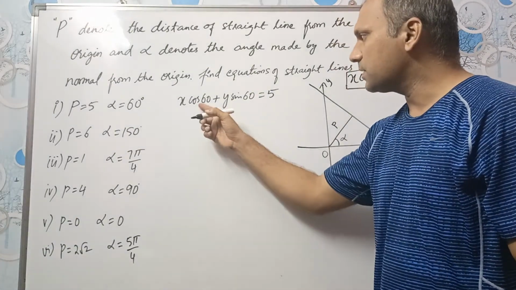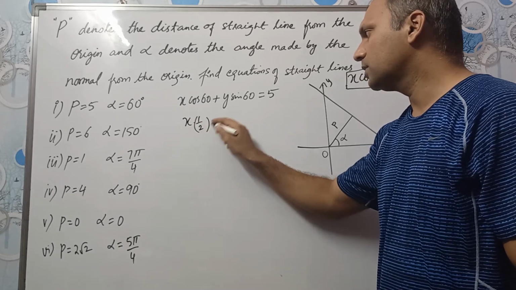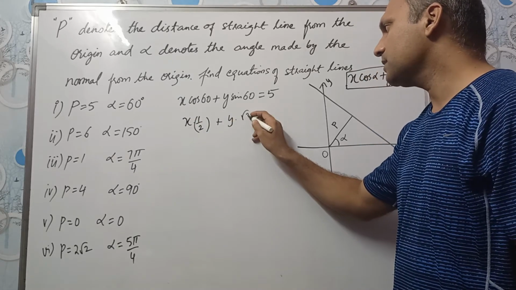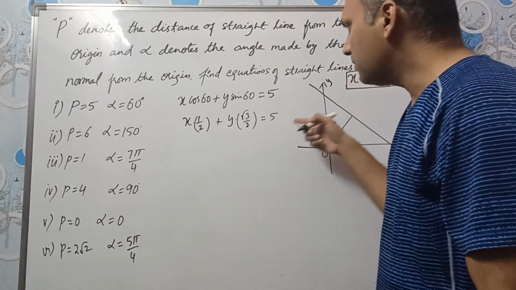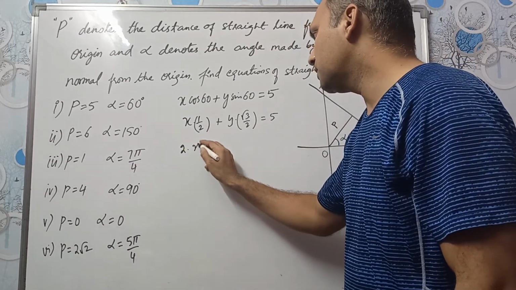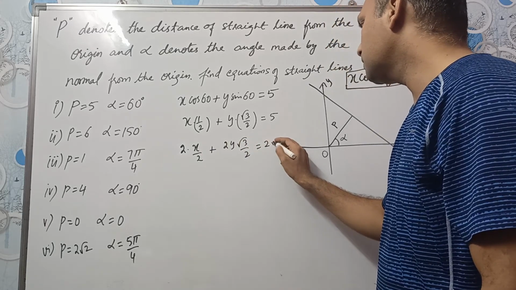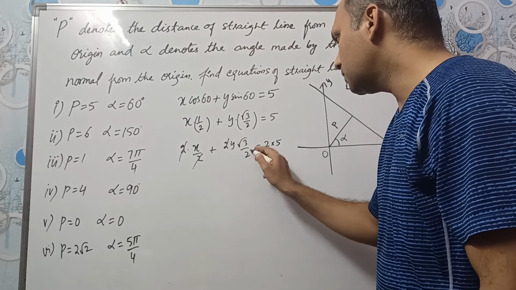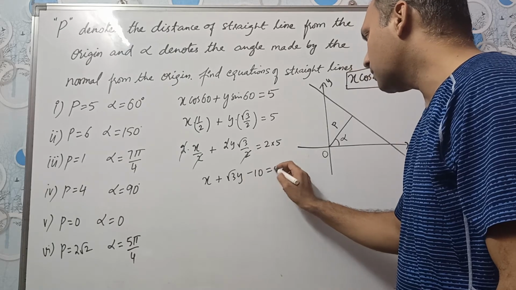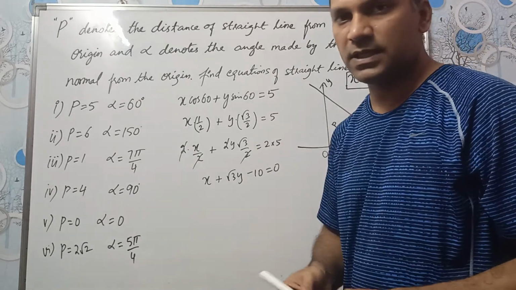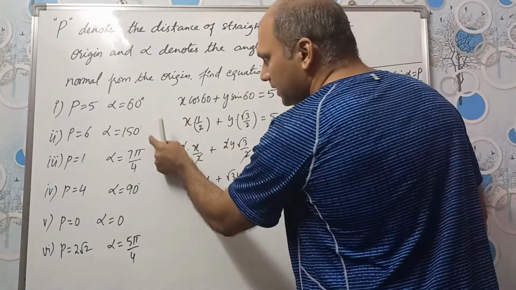Now we need to substitute the values of cos 60 and sin 60. x cos 60 is how much? 1 by 2, plus y sin 60 is root 3 by 2, is equal to 5. Okay, if you multiply both sides by 2, it will become 2x by 2 plus 2y root 3 by 2 is equal to 2 multiplied by 5. 2 and 2 will get cancelled here. We'll have x plus root 3y minus 10 is equal to 0. 2 fives are 10, this 10 comes on the other side and becomes minus. Okay, so this is the first bit. Alright, let us solve the second bit.